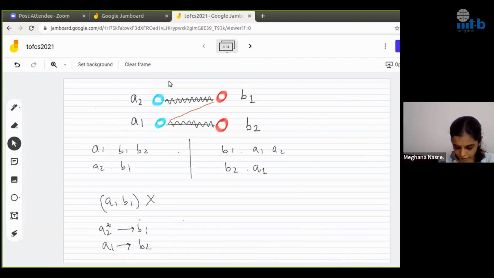So why have I highlighted? The matched edges are in the wiggly edges, but I have also shown this red edge between A1 and B1. That is an unstable edge, or a blocking edge, or an unstable pair, because A1 prefers B1 over its current partner, and B1 also prefers A1 over its current partner, which is A2. So it is an unstable pair.